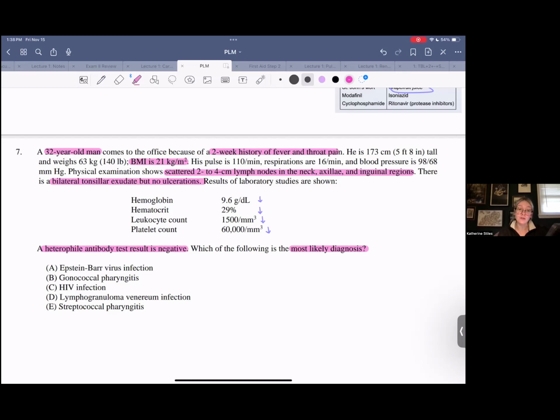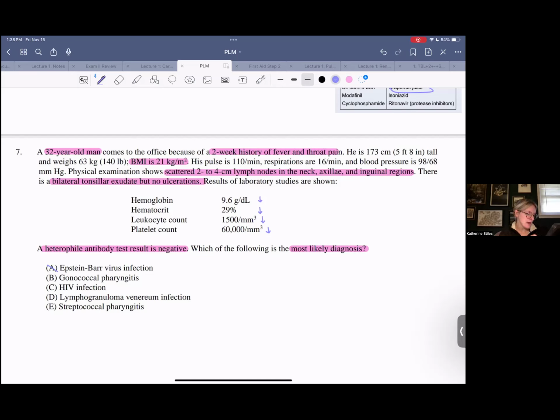A heterophile antibody test is a test for mono. So the fact that that's negative means that this patient does not have mono. So we can go ahead and cross off Epstein-Barr virus, which is the most common cause of infectious mononucleosis.